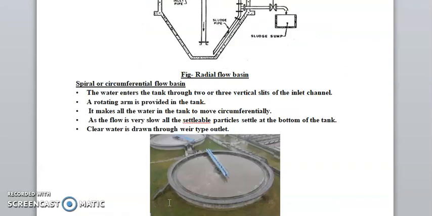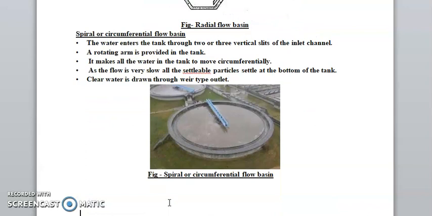Now we go for the spiral or circumferential flow basin. Water enters the tank through two or three vertical slits of the inlet channel. A rotating arm is provided in the tank. It makes all the water move circumferentially. As the flow of water is very slow, all the settleable particles settle at the bottom of the tank. Clear water is drawn to the outlet. This is about the spiral or circumferential flow basin.